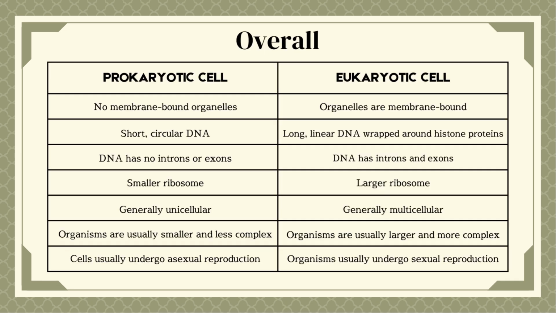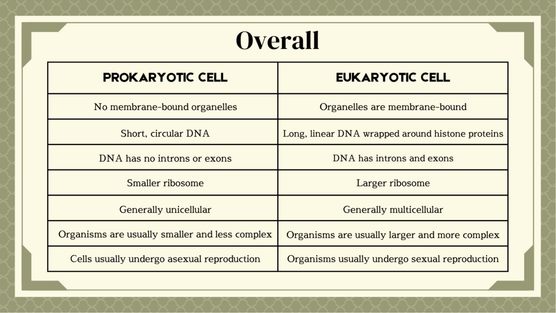Now, we have the overall difference between a prokaryotic cell and a eukaryotic cell. We'll begin first with the prokaryotic cell. The prokaryotic cell has no membrane-bound organelles. Its DNA is short and circular. It has no introns or exons. It has a smaller ribosome. It is generally unicellular. Its organisms are usually smaller and less complex, and its cells usually undergo asexual reproduction.